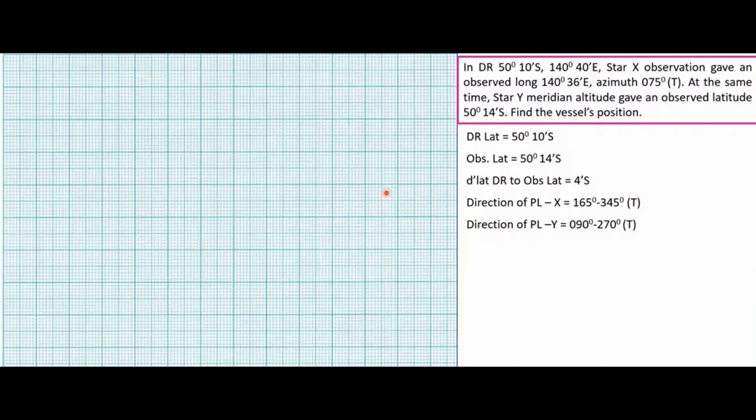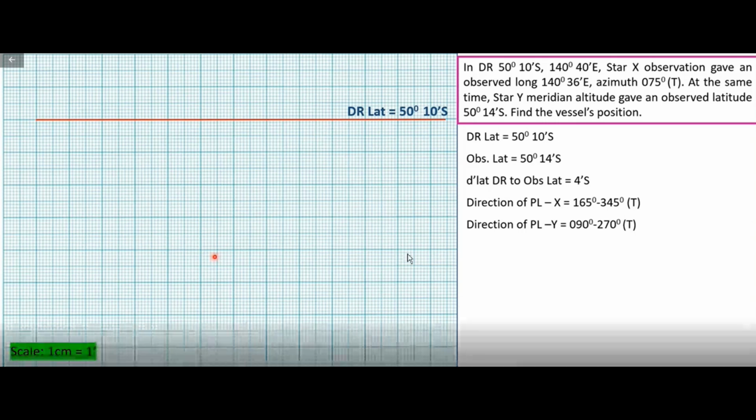Now we come on this side. We have this DR latitude parallel coming out here. Then we decide on the scale that we would like to use. As far as the graph in the background is concerned, one big box is 1 centimeter. If without graph, we can take 1 centimeter as 1 minute. So we have started the plotting now, beta, and we have plotted the DR latitude.